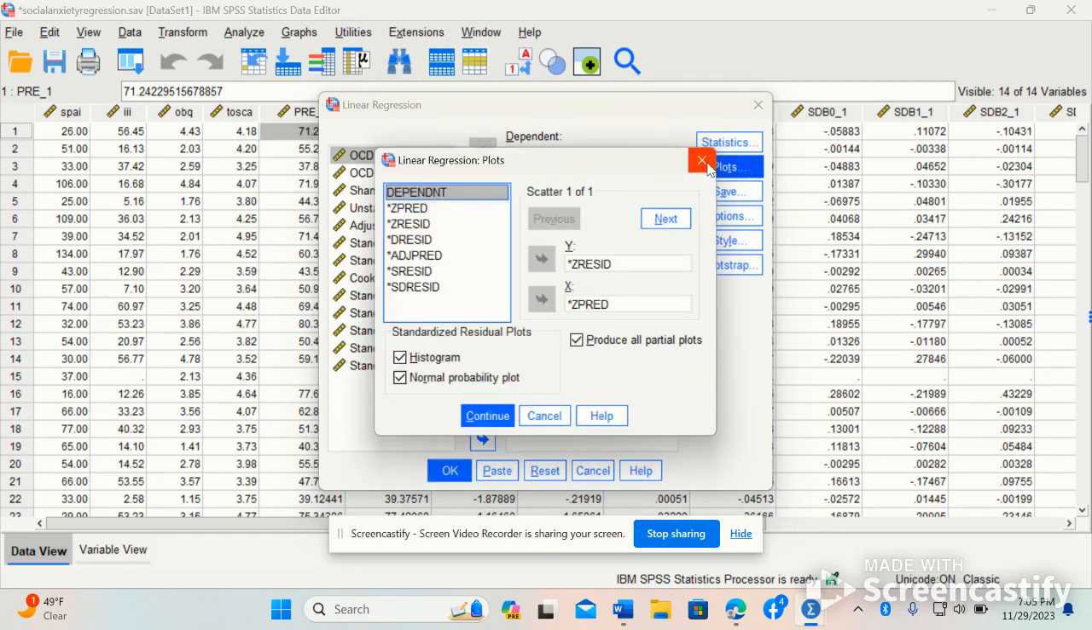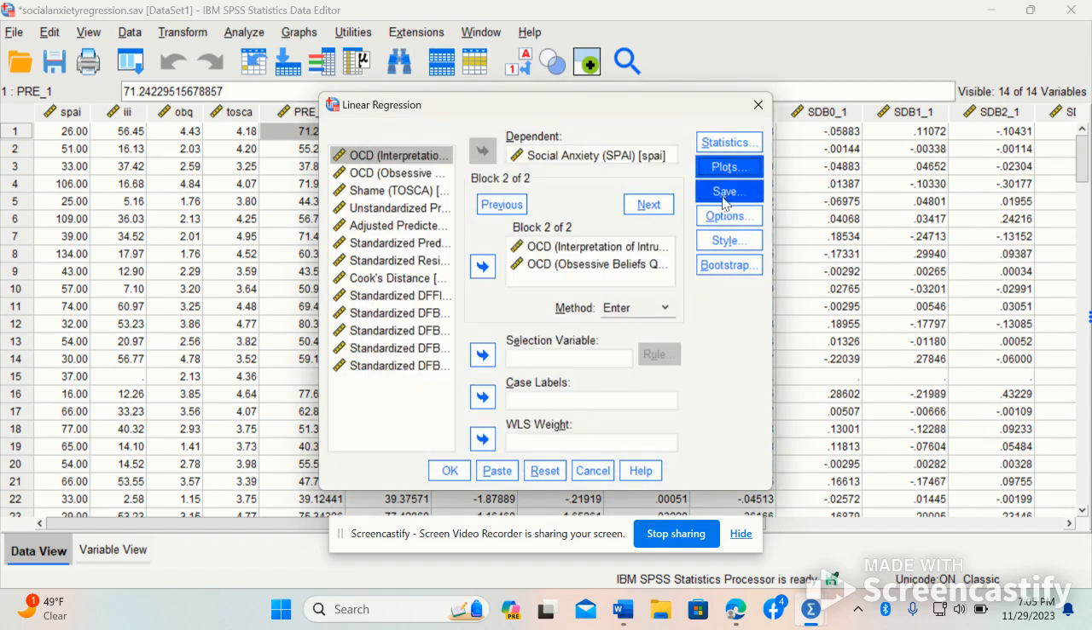I'm saying that right. And then right here goes the Z residual, and right here is the Z pred, which is basically predictor, and the histogram and the normality plot. I can't remember if this was checked already or not, but I did this: produce all partial plots. Press continue.